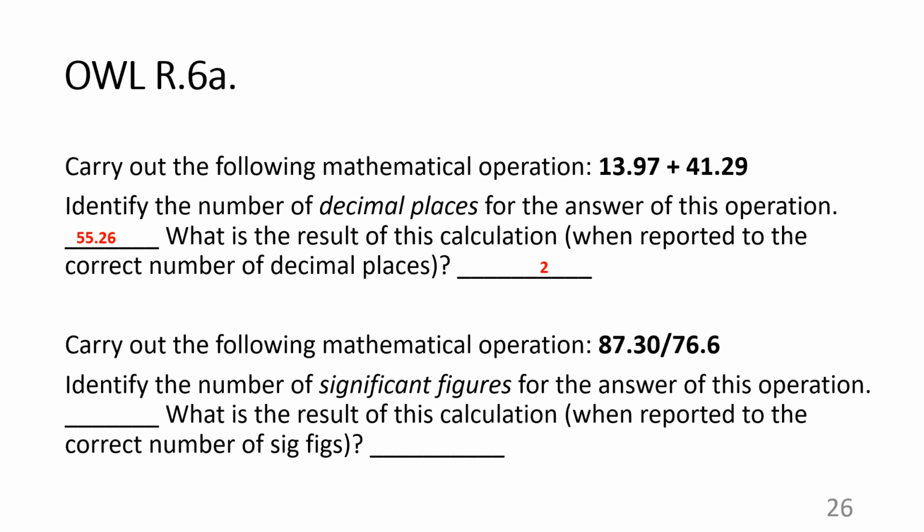Let's look at the next example. This one, 87.30 divided by 76.6, given that it's division, we're now going to be looking at total number of significant figures. Let's look at how many each value has. The first one has four significant figures. Second one, three significant figures. Therefore, how many sig figs in our answer? It'll be three sig figs. Now we'll carry out the mathematical operation and we will round the answer to three sig figs, in which case we get 1.14.